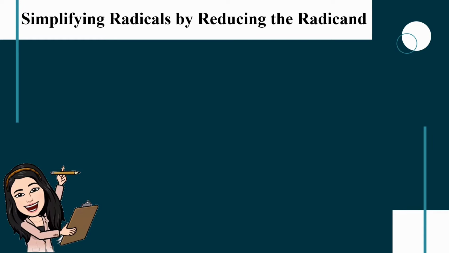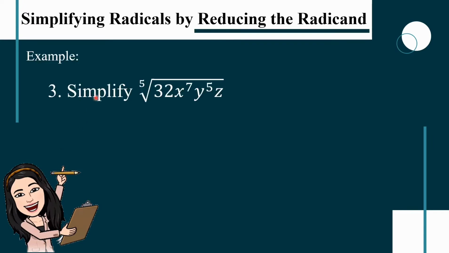Now let us have this example. We have simplify fifth root of 32x raised to 7 y raised to 5z. So if you notice, marami tayong involved na variables. So how are we going to simplify this kind of expression? So first, okay, so ito yung technique ko sa inyo.